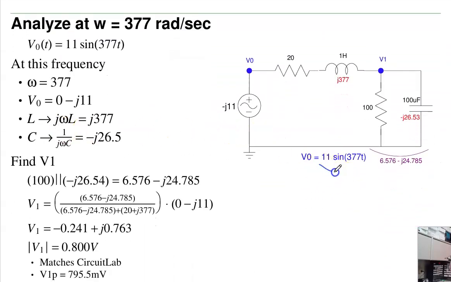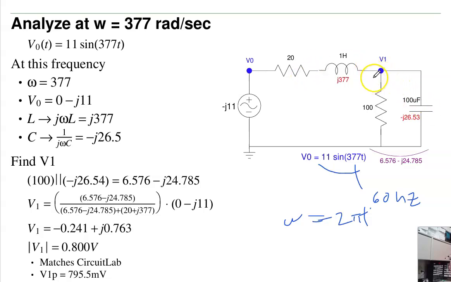Suppose the input instead is 11 volts at 60 hertz, or 11 sine of 377t. This is 60 hertz. Omega is 2 pi f. So if I'm at 60 hertz, I'm at 377 radians per second. So there's V0. Represent that in phasors. That'd be 0 minus j11. Take the inductor and replace it by j omega L. This is j377 ohms. Take the capacitor, replace it with 1 over j omega C. That's minus j26.53 ohms.